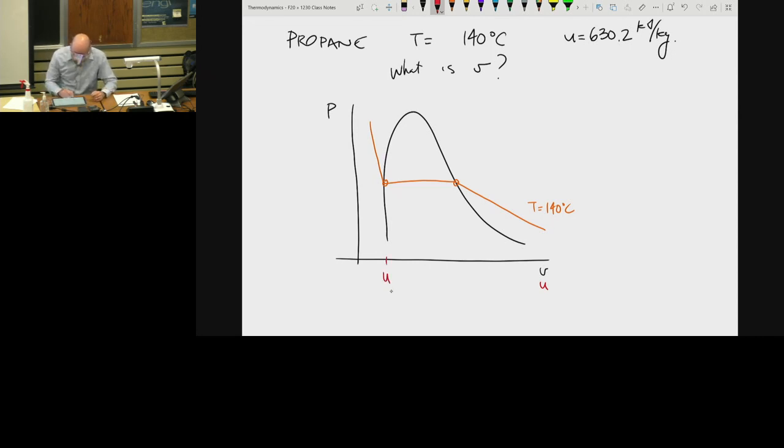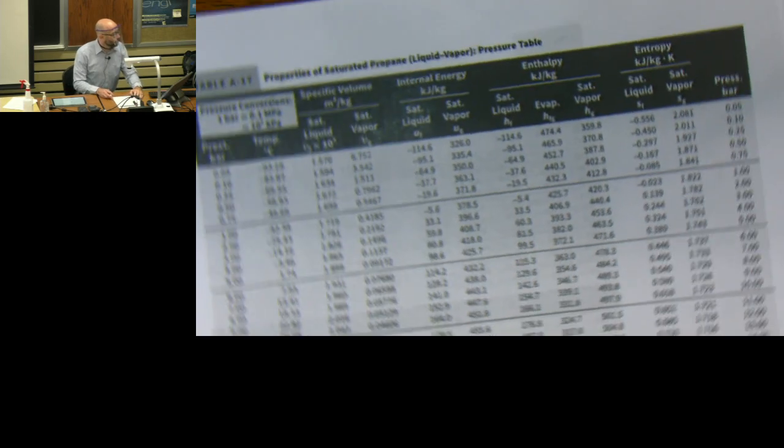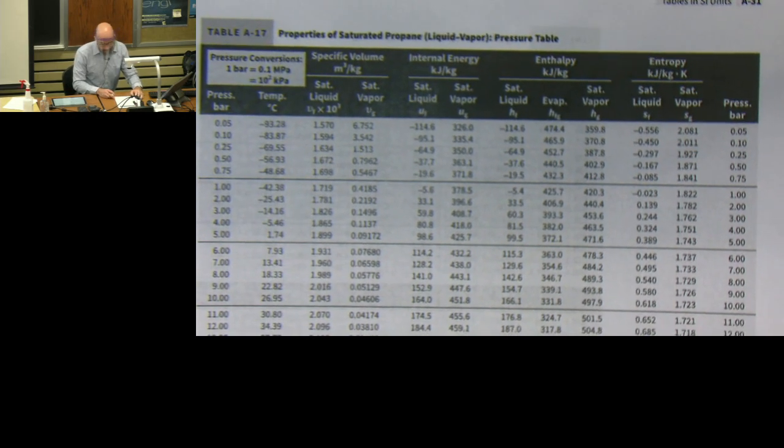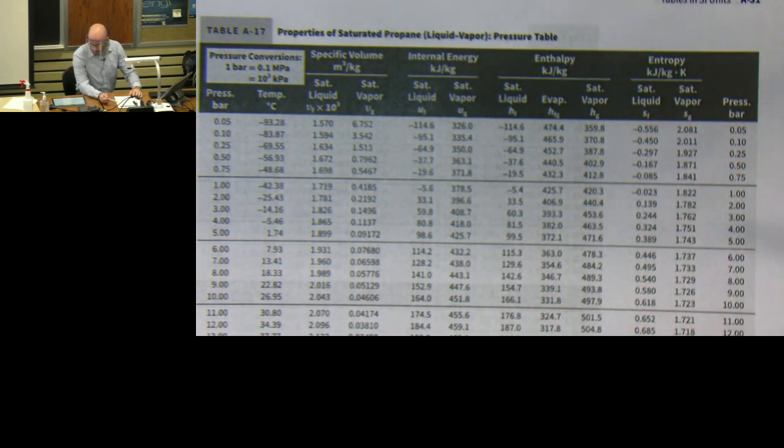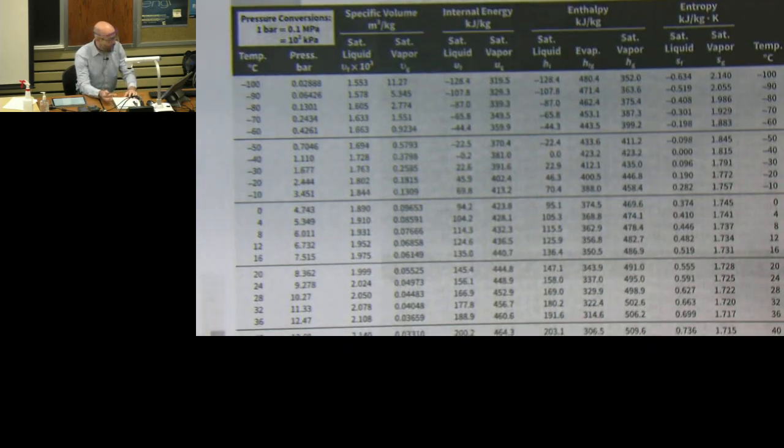What is my internal energy of my saturated liquid? And I want to find out what my internal energy of my saturated vapor is, and I want to see where my value of 630.2 lies there. So if I go to my document camera, and I'm going to go look at propane, okay, I'm going to look for nice even temperatures, so I need to find my temperature table. Here it is, temperature table.